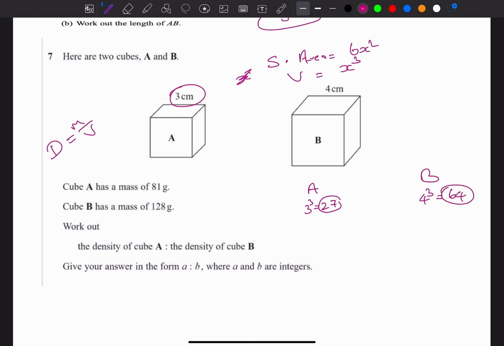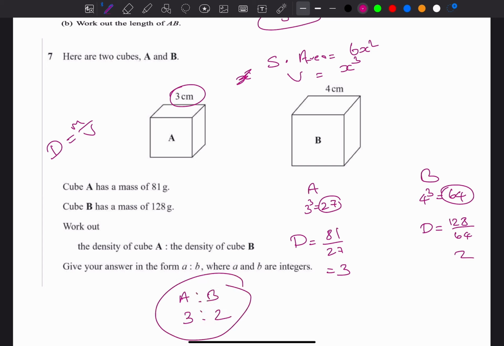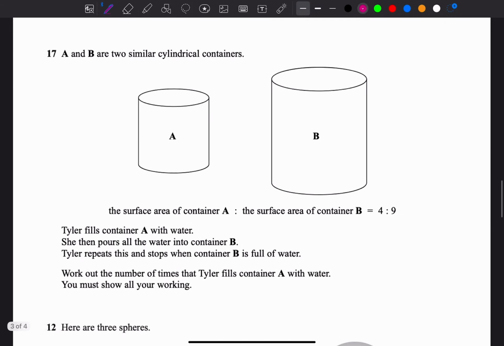64. What is the density? Density is mass over volume. Mass is 81. Make sure. 81 over 27, which makes it 3. And then what's the other one? Density is mass over volume. Mass is 128 over 64, which is 2. Density of A to B, the ratio of density, is 3:2. Yeah, answers are, of course, integers. Next one.